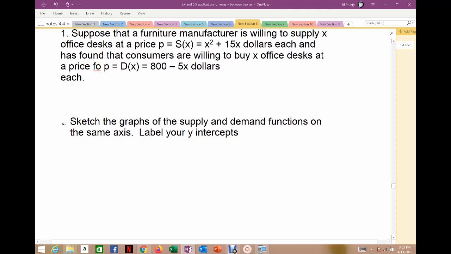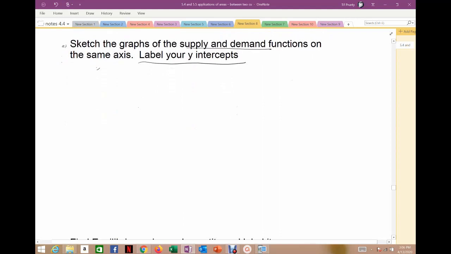Alright, so the first one is to sketch the graphs of the supply and demand functions, label your intercepts, and label everything. Label your axes and all of your important parts, and I'll show you exactly what I want to see. To get a fairly good looking graph, though, I am going to go to the calculator, because we're going to use both the calculator and by hand to solve these. I'm going to graph both of them in the calculator. I only need a standard window, but I will have to adjust my window based on my application.